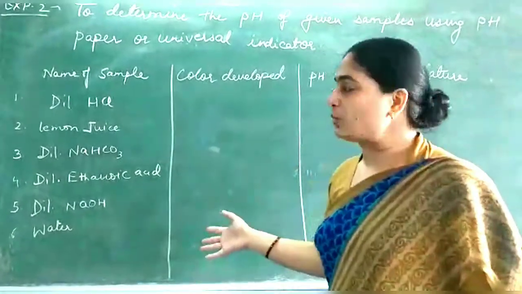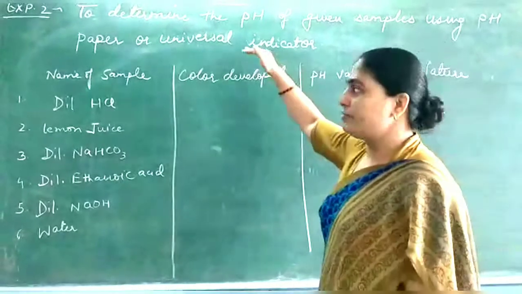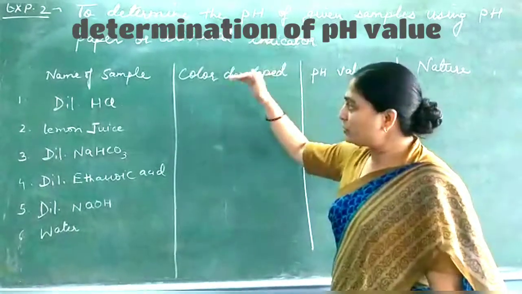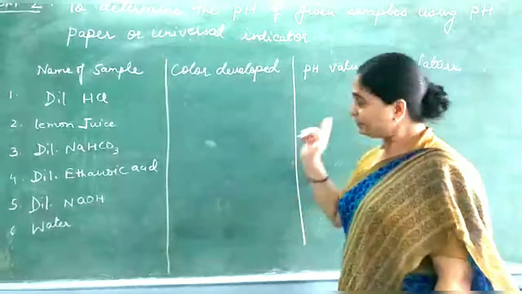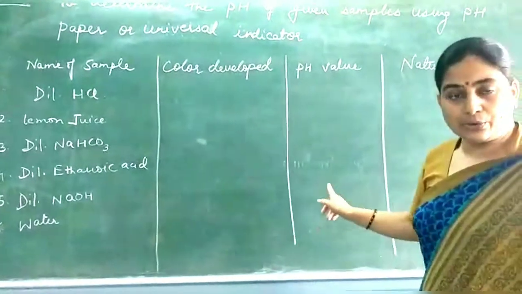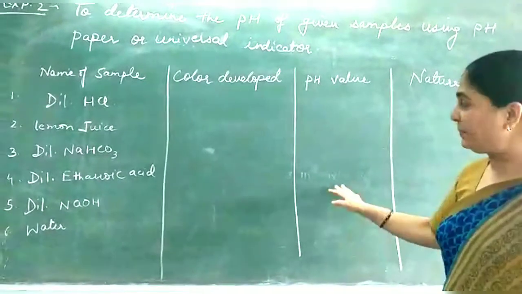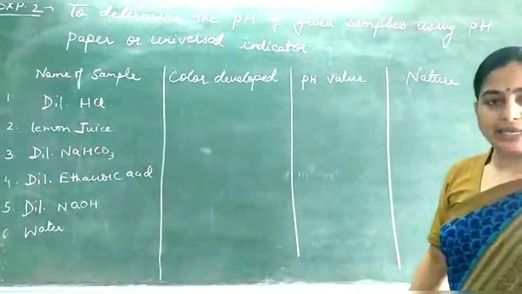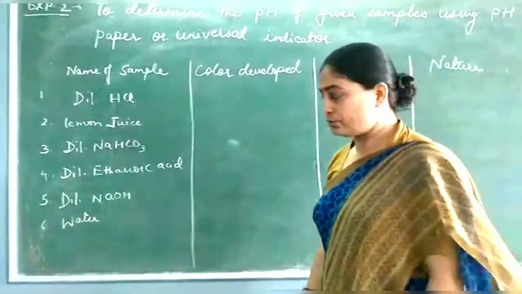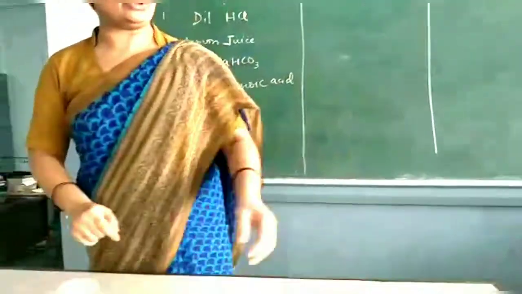So all these samples we'll take, and with the help of universal indicator strip, we are going to find the color change, and then I'll show you how to determine, how to predict the pH value and what will be the nature. So let's start. The first sample we have is dilute HCl.